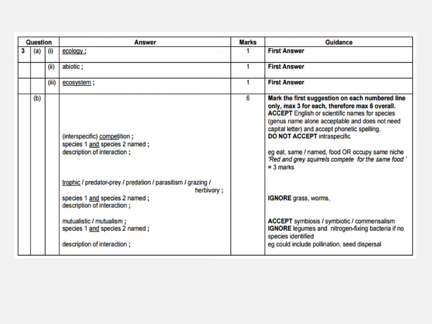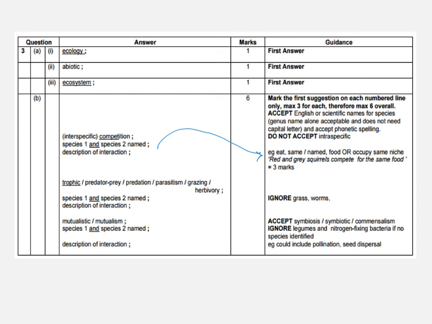So ecology, abiotic and ecosystem should have been your keywords. The types of interactions, you could have had competition. You needed to give 2 species and then the description of interactions. So the example that they've given is red and grey squirrels competing for the same food is 3 marks. So something as simple as that, one single sentence contains all of the information you needed.